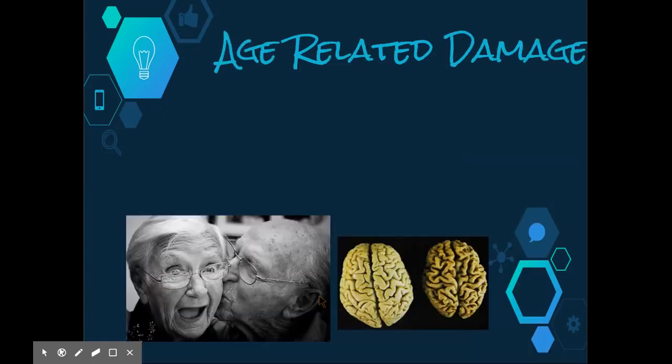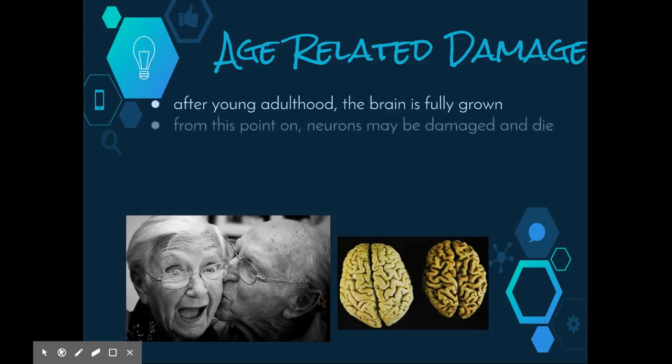Lastly, age-related damage or deterioration. So the human brain reaches its maximum size in young adulthood. So about now, your brain is in the process of reaching its full growth. From then on, the neurons may be damaged and die due to different things, including some of the things we've looked at, such as suffering from a blunt force trauma, the excessive use of drugs and alcohol, which can damage the cells in the brain.